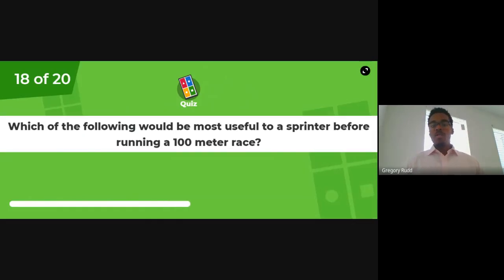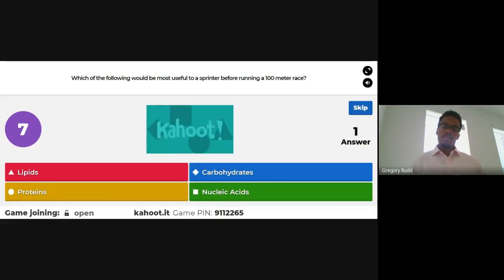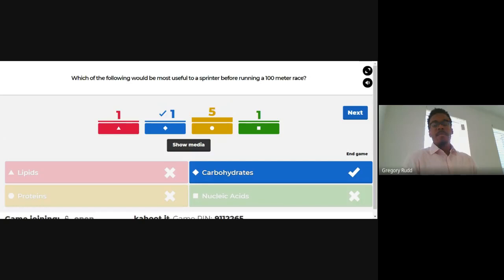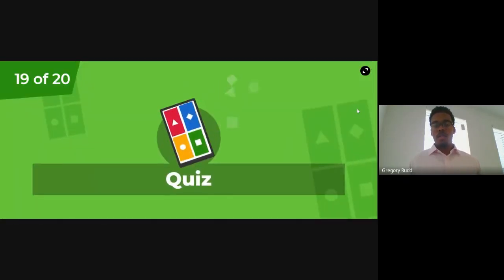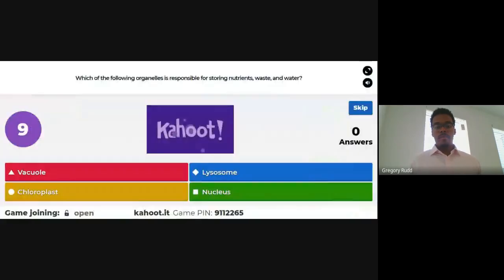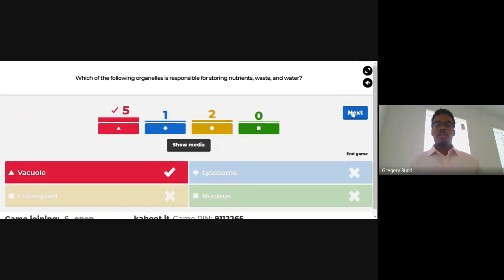Which of the following would be most useful to a sprinter before running a 100-meter race? We need the quick energy. We need quick energy before a sprint. So carbs would be most useful. Good.